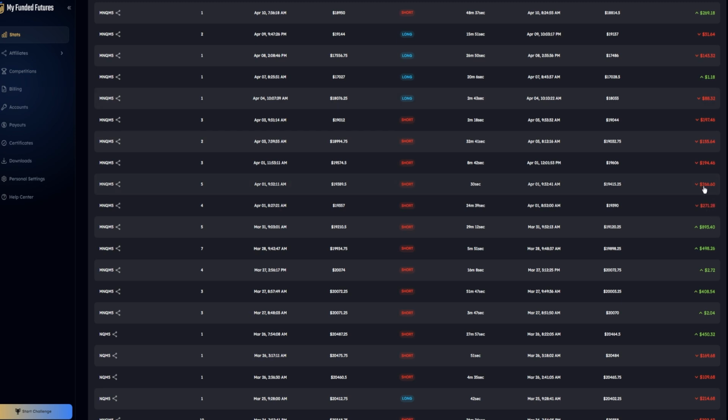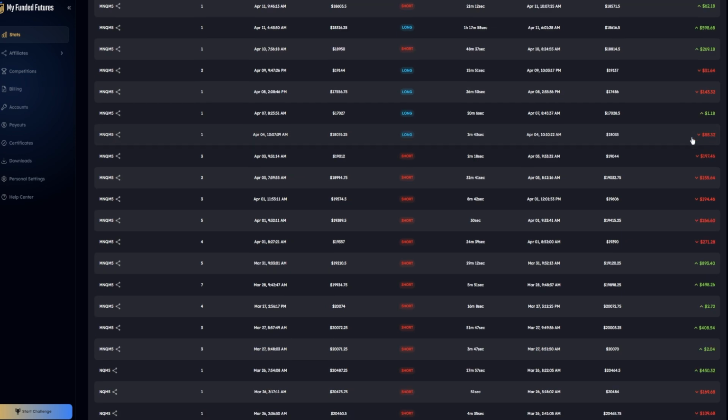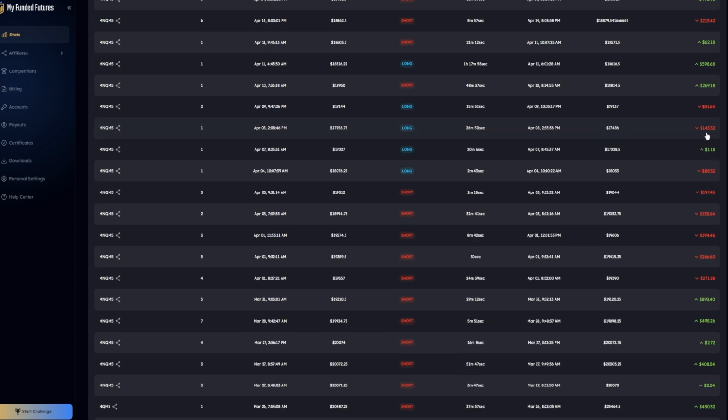271, 260, 190, 155. This 190, I think, was supposed to be 150-ish, but I got slipped out for whatever reason. And then this trade was, if I'm not mistaken, supposed to be 130, but for whatever reason, the micro didn't take me out where it was supposed to. 143. So 1, 2, 3, 4, 5, 6, 7 losing trades in a row.